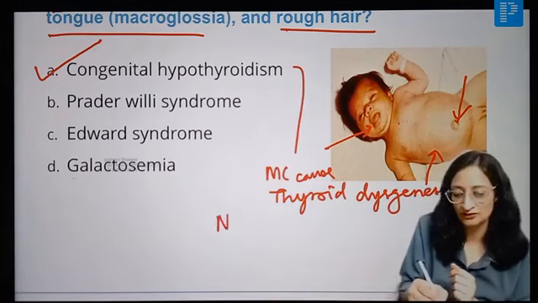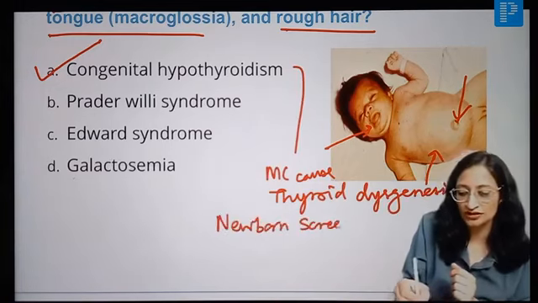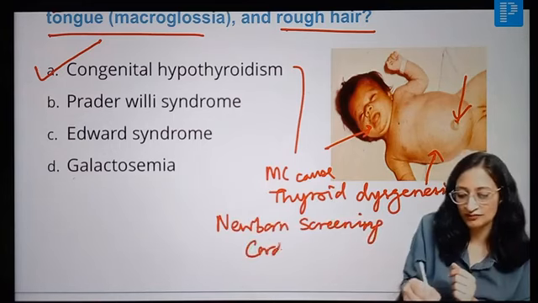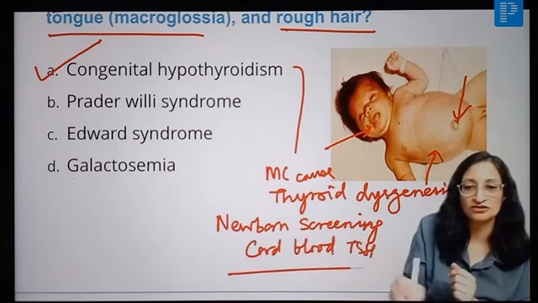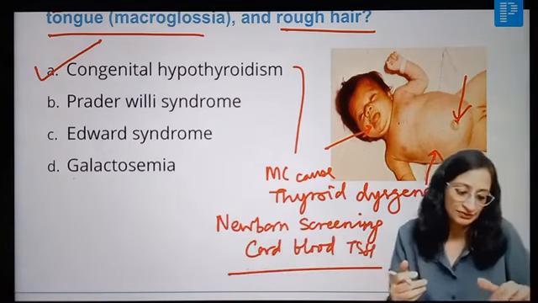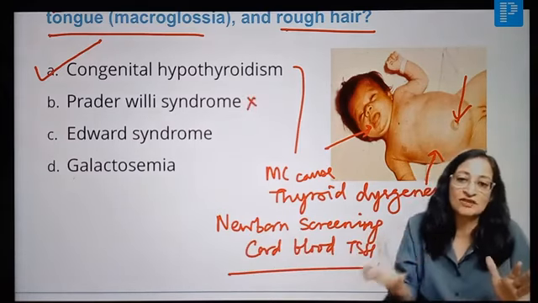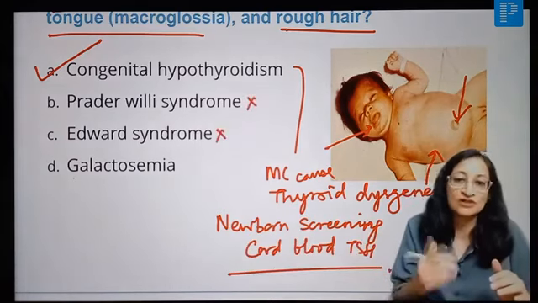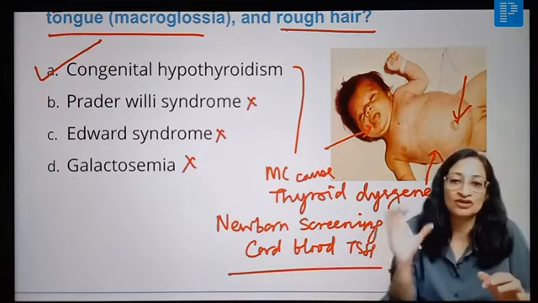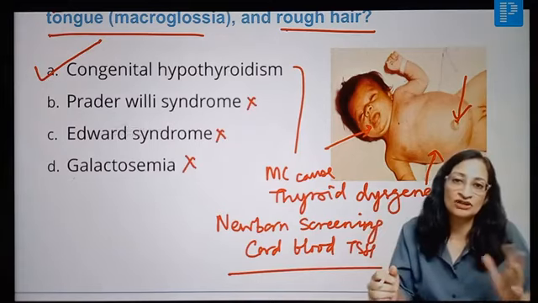Ideally, newborn screening should be done. Usually it is done using cord blood TSH levels, thyroid stimulating hormone levels. You can also do it from a heel prick sample. It is not Prader-Willi syndrome, where there is obesity, developmental delay, dysmorphism. It's not Edwards syndrome, where there is trisomy 18, not galactosemia, where you get bilateral oil drop cataracts, jaundice, nausea, vomiting and diarrhea.